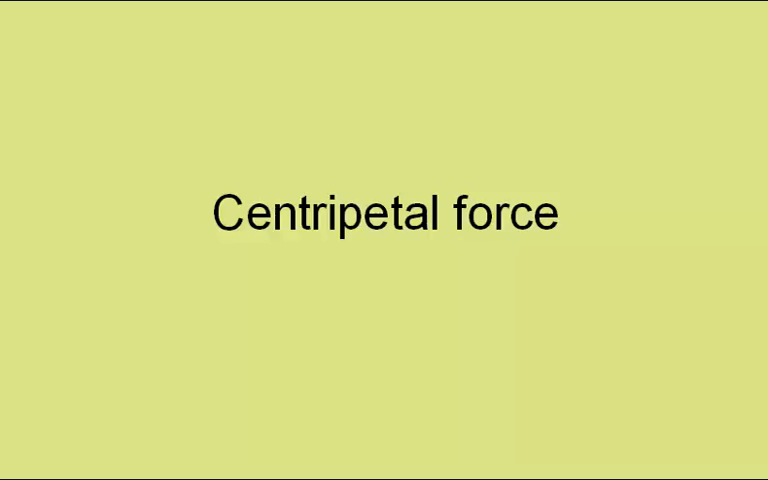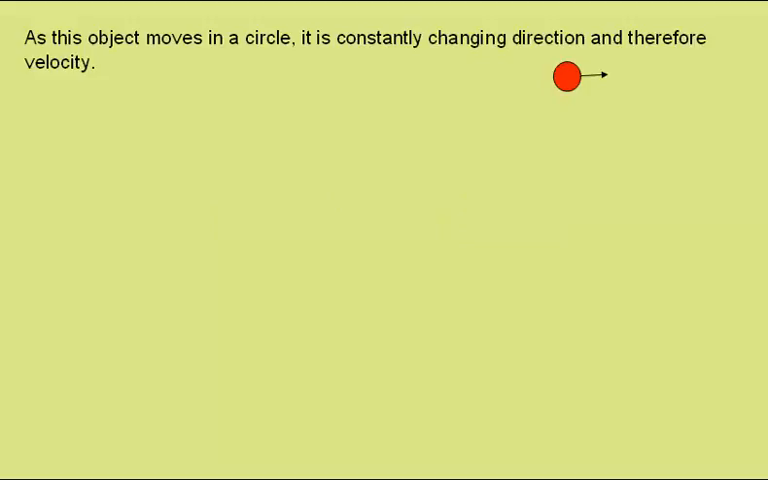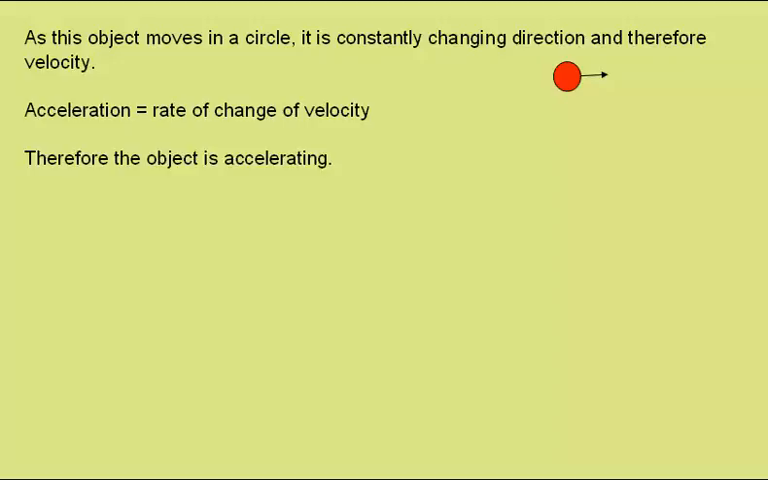Centripetal force. As this object moves in a circle, it is constantly changing direction, and therefore, as velocity is a vector, it is constantly changing velocity. Acceleration is equal to the rate of change of velocity. Therefore, the object is accelerating.